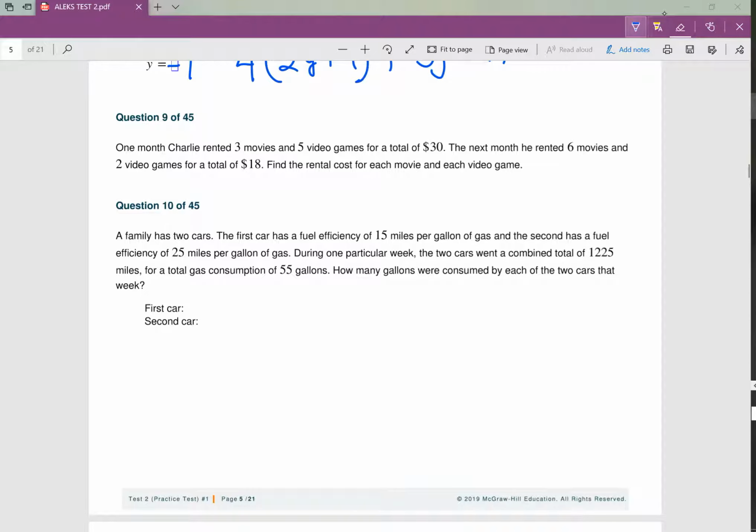Okay, so as we look at this example, one month, Charlie rented 3 movies plus 5 video games, and it cost Charlie $30. The next month, Charlie rented 6 movies and 2 video games, and that cost Charlie $18. They want to know how much each costs. So basically you have a system of equations.